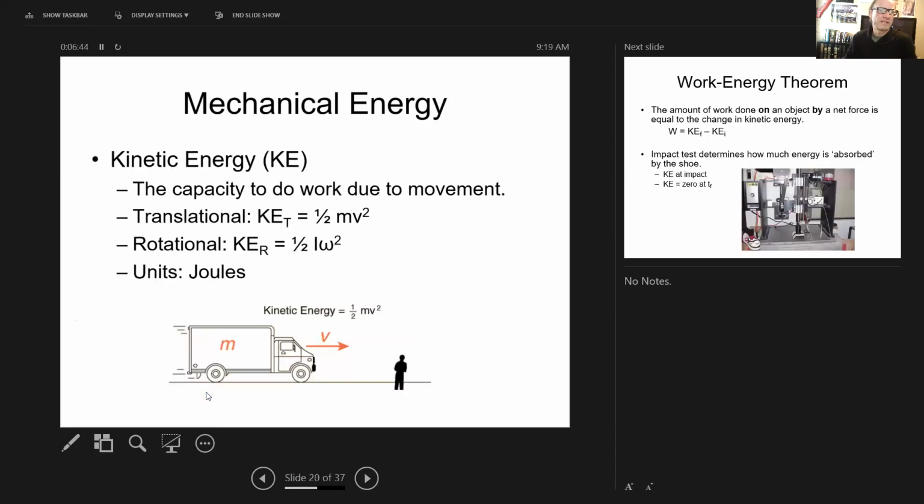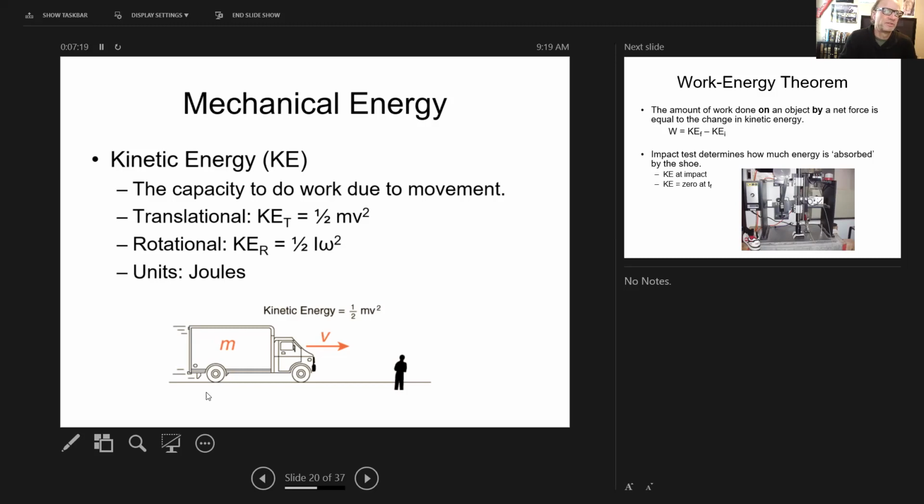All right, a little bit more on kinetic energy. It's the capacity to do work due to movement. And we do have translational and rotational kinetic energy. We'll talk about these throughout the semester, because we will be dealing with a bicycle where we have wheels rotating. And we'll also be talking about running and swimming where we have translation. So translational kinetic energy is 1/2 mass of the object times how fast that object is moving squared. Simple equation. Units are joules.